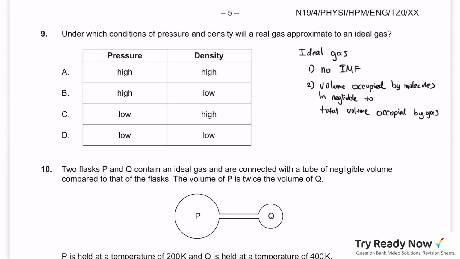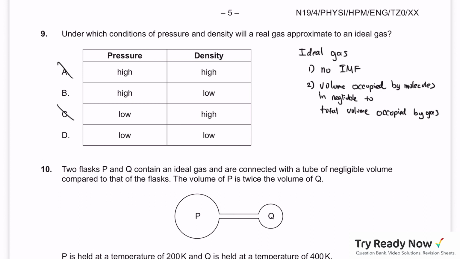So I've gone here and written some statements about what makes an ideal gas. Statement 1 is that there are no intermolecular forces in ideal gases. This means that the particles of an ideal gas don't really have forces between each other. Statement 2 is that the volume occupied by the molecules is nothing compared to the total volume occupied by the gas. So this means that the molecules within the gas occupy a very, very small amount, which means there's very low density. That means we can get rid of option A and option C.